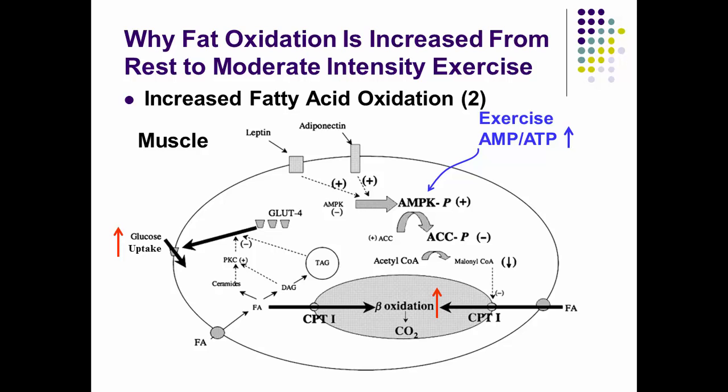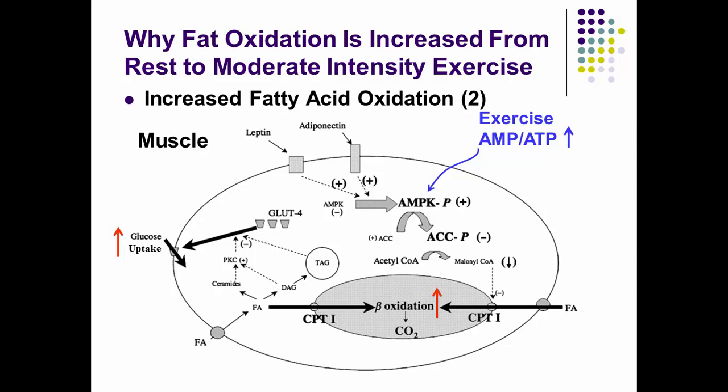And also the capability to oxidize fatty acids is increased due to this important pathway mechanism, right? Exercise can increase the AMP to ATP ratio. It can activate AMPK, which decreases the ACC activity and decreases malonyl-CoA production, and increases CPT1 activity, so that will allow more fatty acids to enter the mitochondria for oxidation.